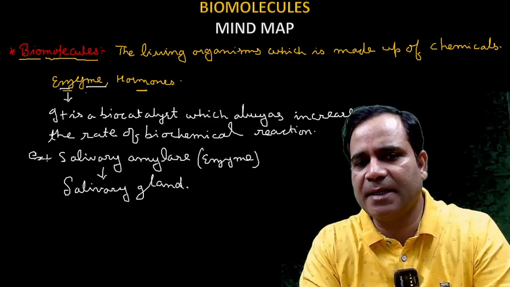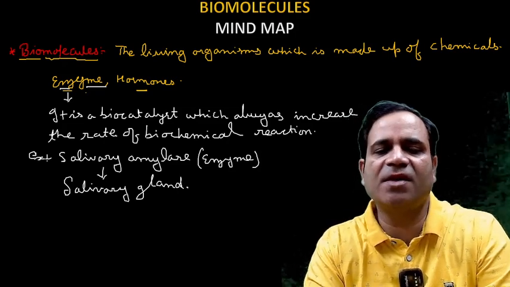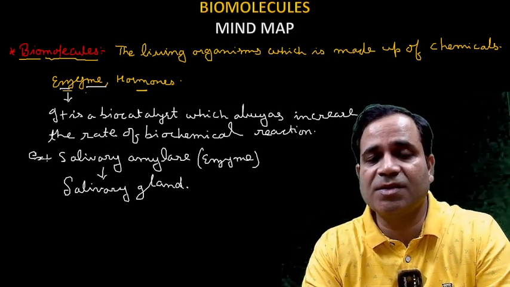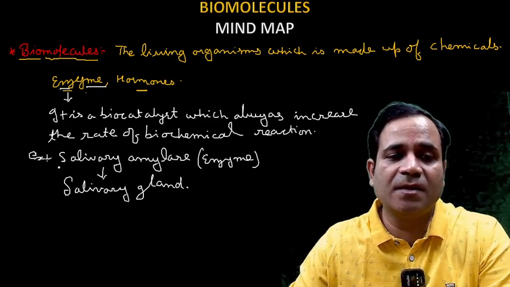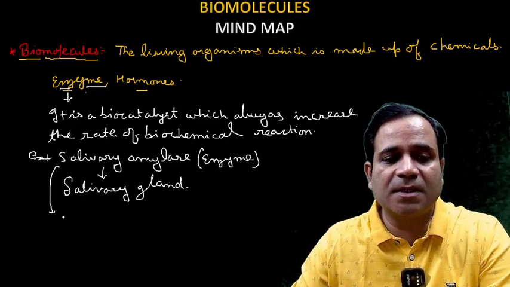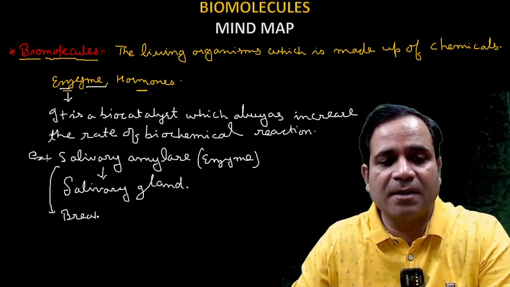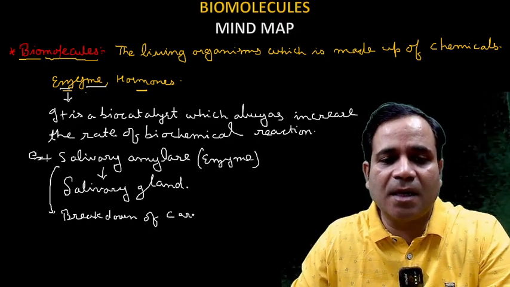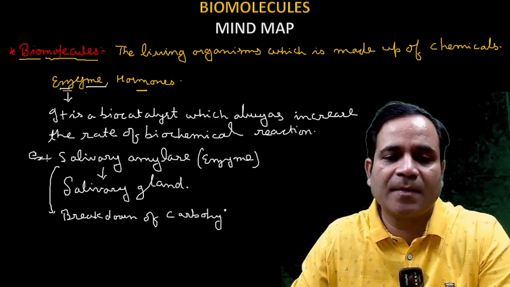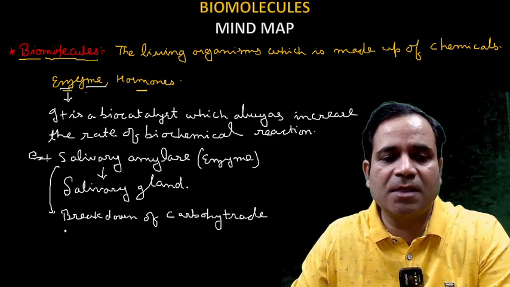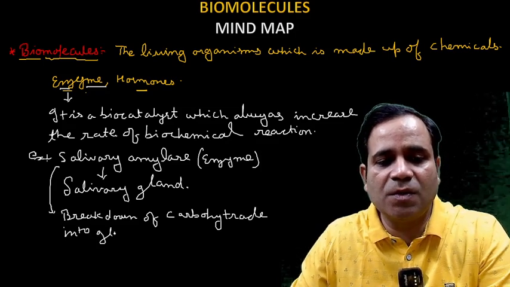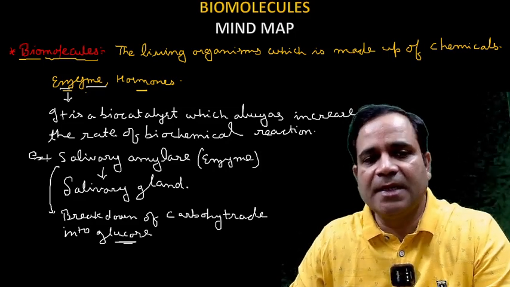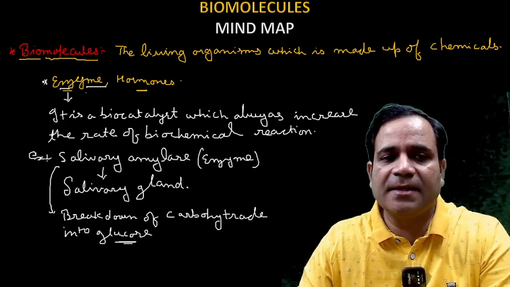So the enzyme salivary amylase, which is secreted from the salivary gland, is responsible for the breakdown of what, my dear? Carbohydrate into what? Glucose. Into glucose, and finally we get energy in the form of glucose. Getting my point? So the enzyme term is clear.